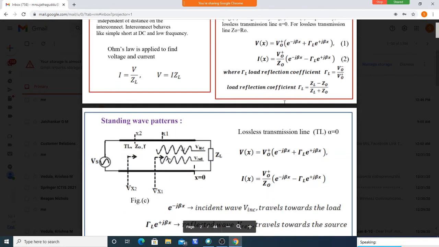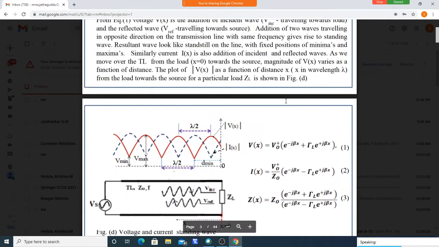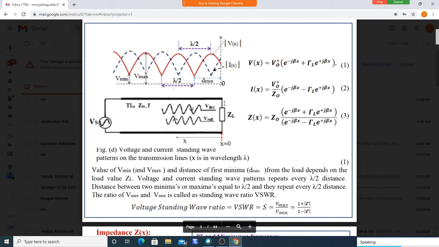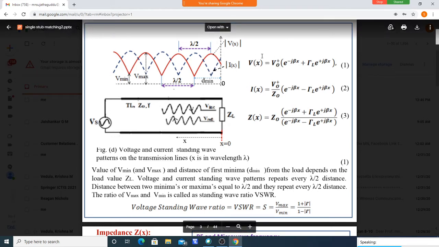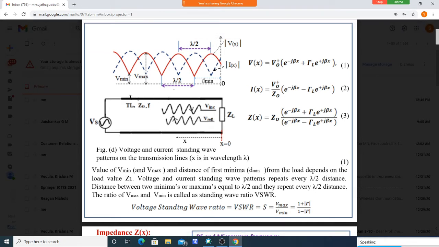As we studied in transmission line theory, as we move like this, the voltage variation is given by this equation, a function of distance x. Similarly, current is also a function of distance. Since both depend on distance, the impedance also depends upon the distance. If you move like this, it depends upon the distance.